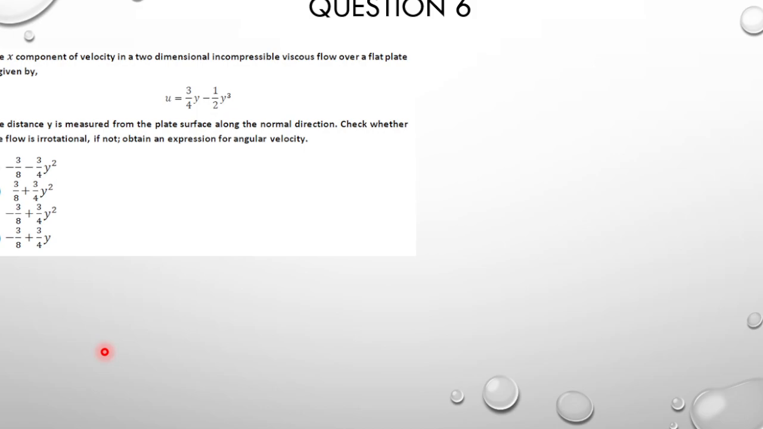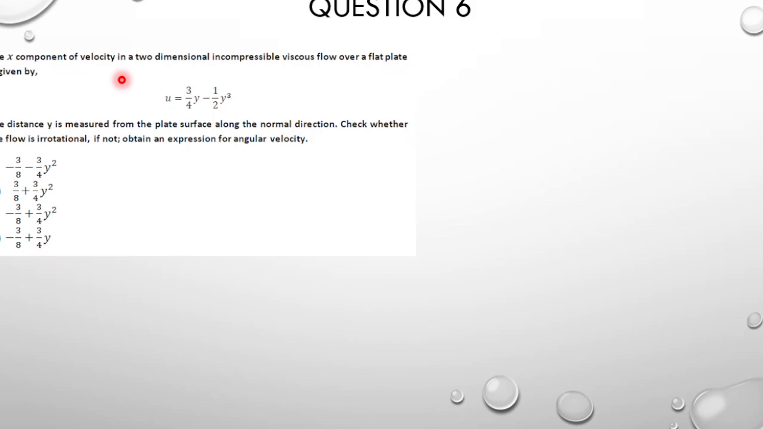So the sixth question, let us see. Again, it is based on the fluid mechanics concept. The x component of velocity in a 2D incompressible viscous flow over a flat plate is given by, so assume that there is a flat plate and above that flow is happening, I mean fluid is flowing.